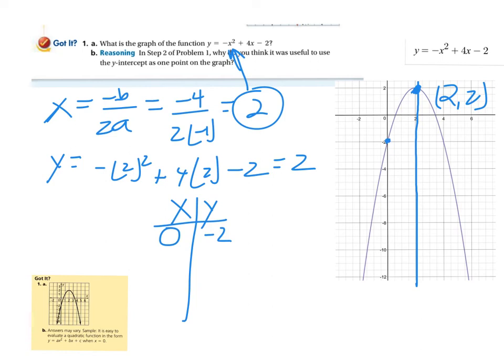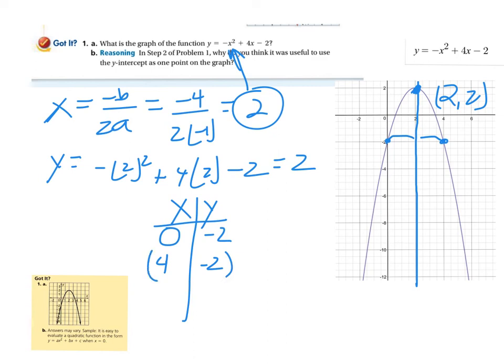Now this is where I use that axis of symmetry to my benefit. I am 2 to the left of the axis of symmetry, so I need to be 2 to the right of the axis of symmetry, right there. So I get 2 points out of the deal. And again, what is that point? Well, that other point is the point 4, -2, obviously.